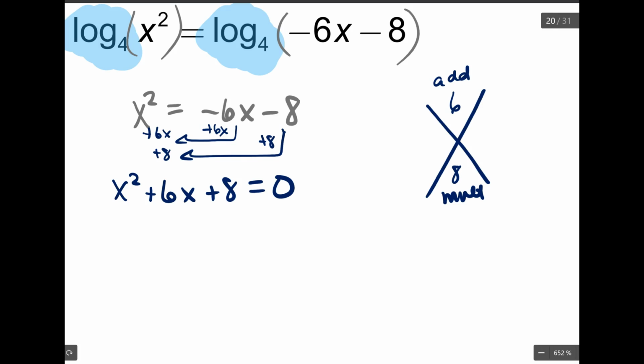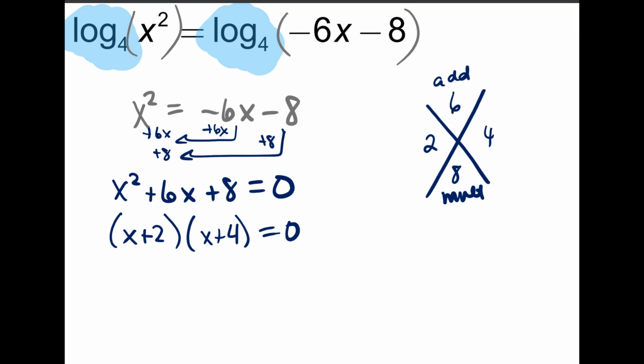Talia, did you say? Exactly. So 4 and 2. If I add them, you'll get 6. If I multiply, you get 8. Okay. So I have x plus 2 times x plus 4 equals 0. I'm done. Aha, I factored it.